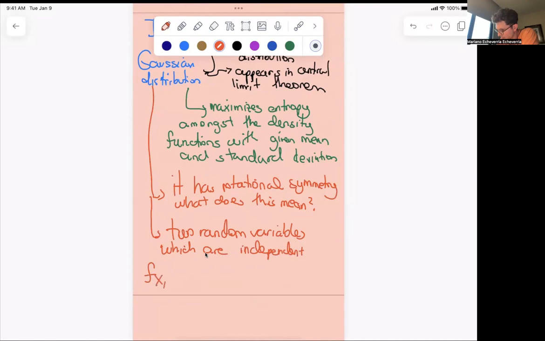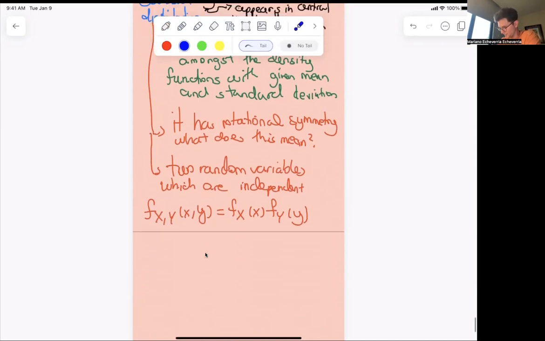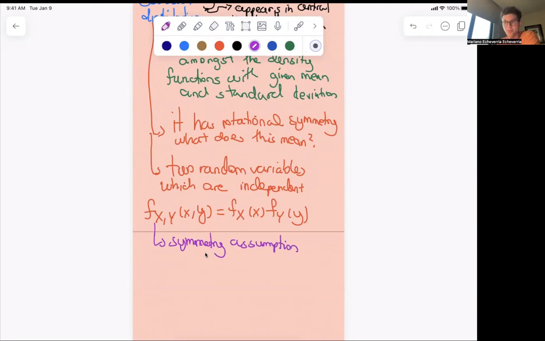So f of x comma y is f of x times f of y. Their joint distribution is just a product. Many random variables are independent, so that's nothing special. The symmetry condition is that this is just a function of the radius, the distance to the origin. So the symmetry assumption is that this only depends on r of polar.